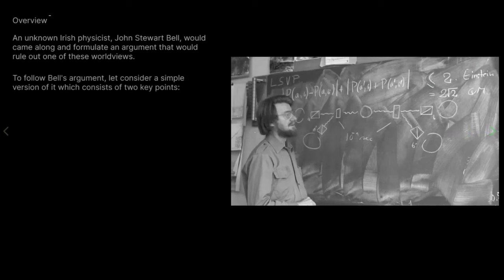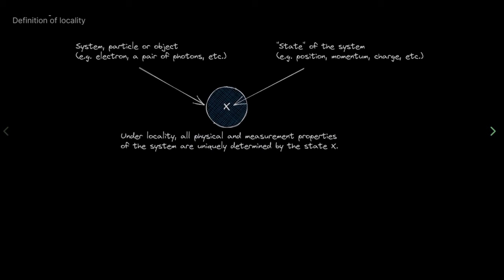To follow Bell's argument, let's consider a simple version of it, which consists of two key points. One is a formal definition of locality. The other is that this definition should produce predictions that are experimentally falsifiable. We'll see what this means in the slides that follow.